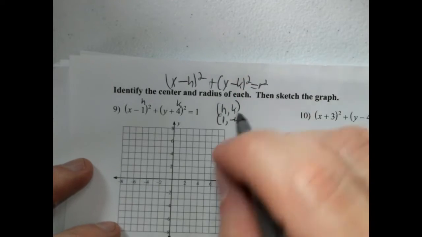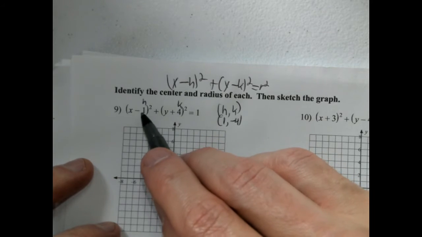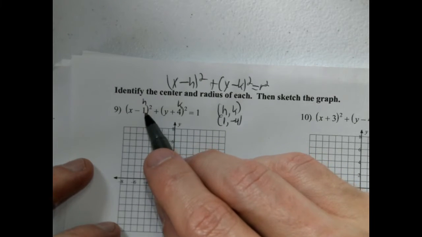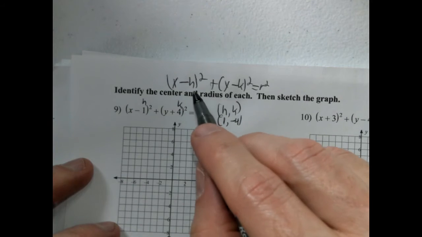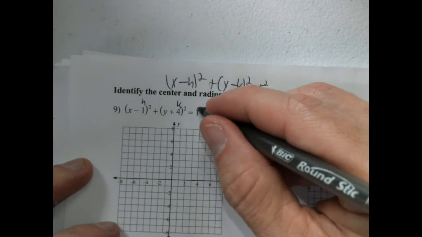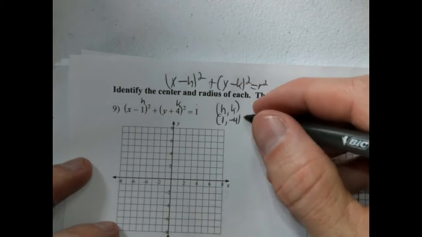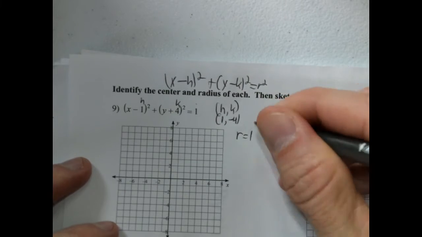Okay, a simple trick for that is just take the opposite sign of wherever they appear. So this is negative 8, or opposite h, so that means h is positive 1, and then opposite k, so k is going to be negative 4. And then the r² is 1, so you take the square root of that. Square root of 1 is 1. So r is 1.